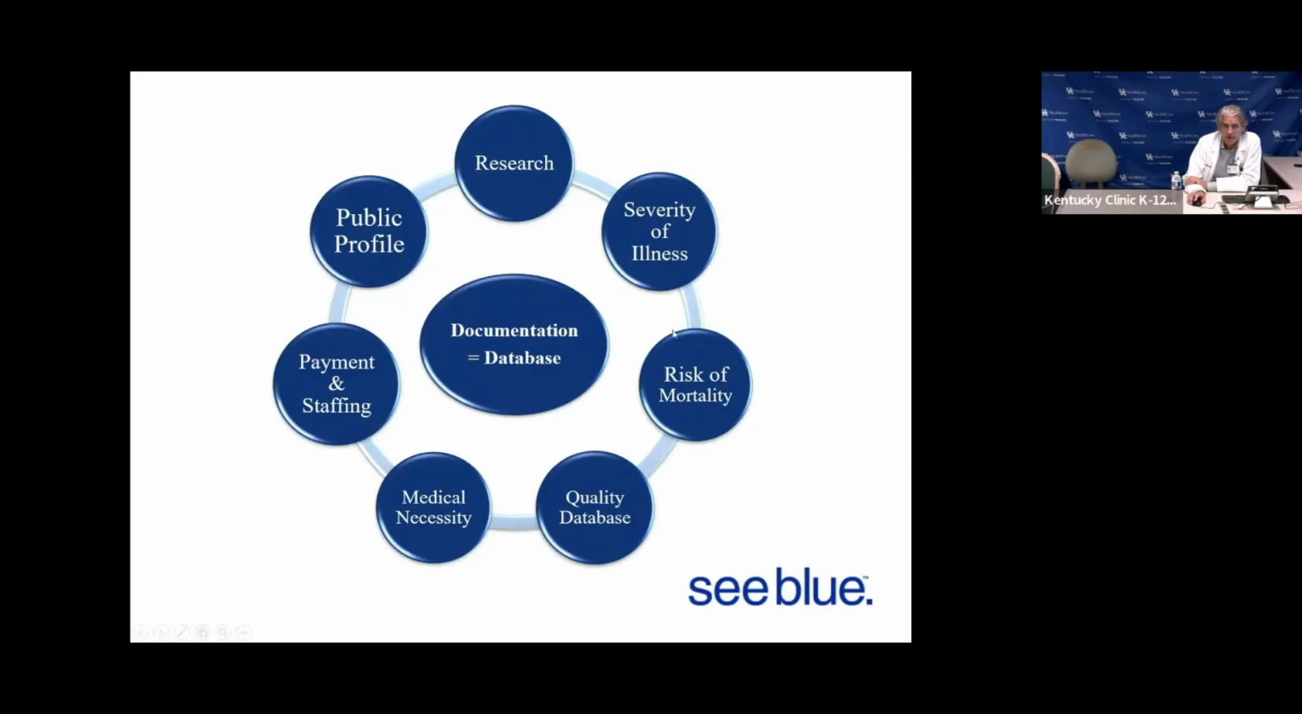This communicates severity of illness and risk of mortality to our quality database, helps the payers understand why we have a patient in the hospital. And everything that we write determines the weight of each case, and that determines staffing. So we determine how much staff we have to help us take care of patients based on what we write.